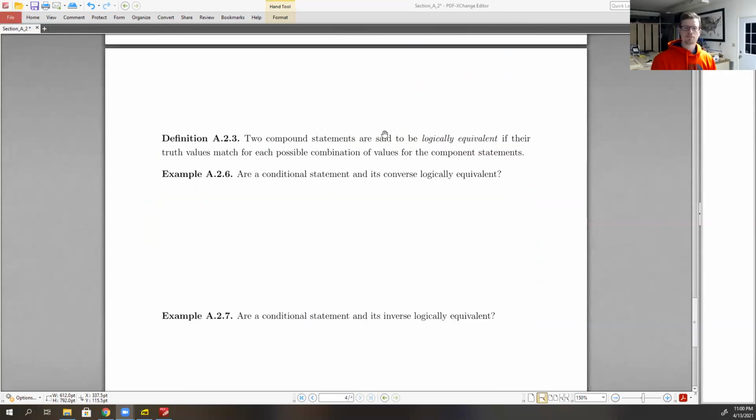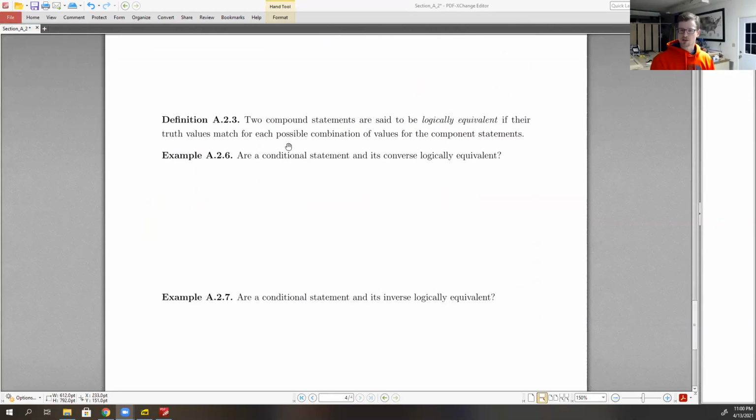So let's consider our notes. Again, this definition is exactly what we said. So we want to consider three situations. We're going to consider a conditional statement and the three variations of it: its converse, its inverse, and its contrapositive. And we want to decide which of these is the variation equivalent to the original conditional statement.